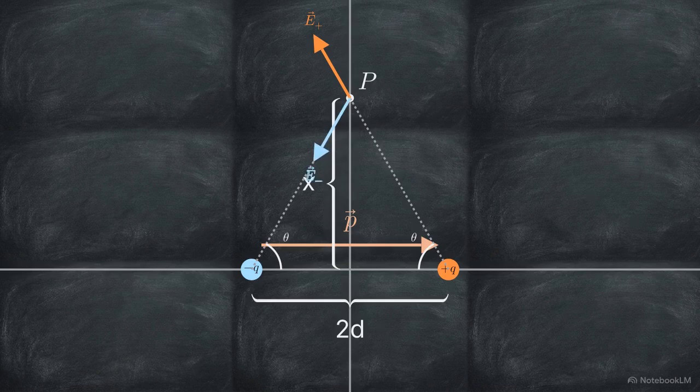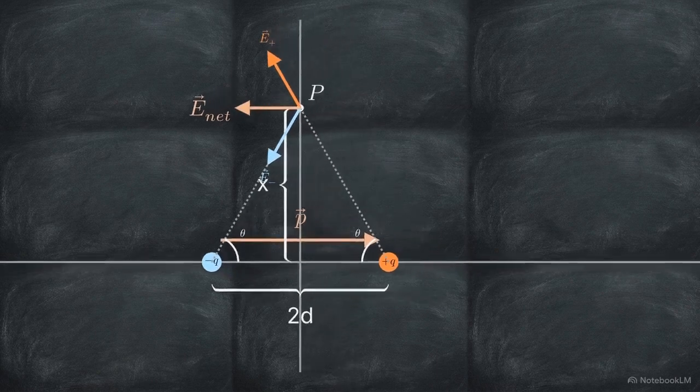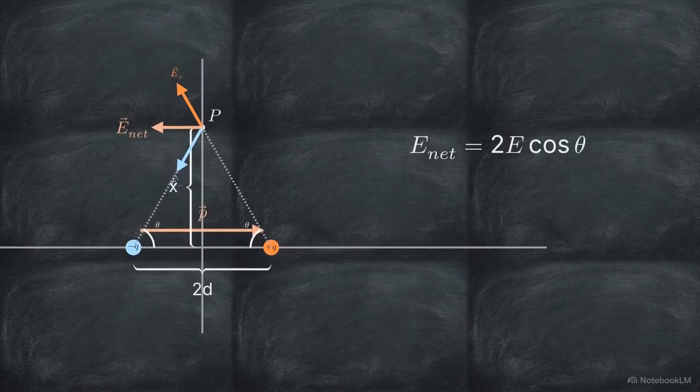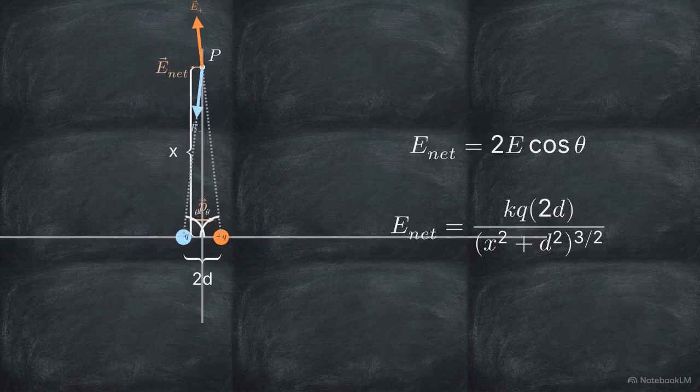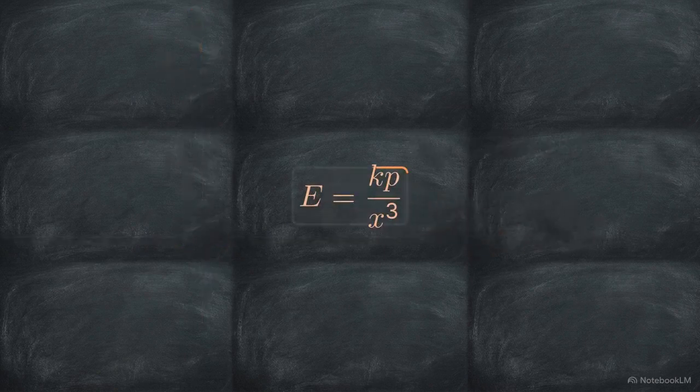Because the charges are equal, the vertical sine components perfectly cancel each other out. The horizontal cosine components, however, point in the same direction and stack together. We can apply a binomial approximation for a short dipole, where our observation distance x is vastly larger than the tiny separation d. When we do this, the d² term in our denominator effectively collapses to zero, leaving us with an elegant final equation. The net field E equals kp divided by x cubed.